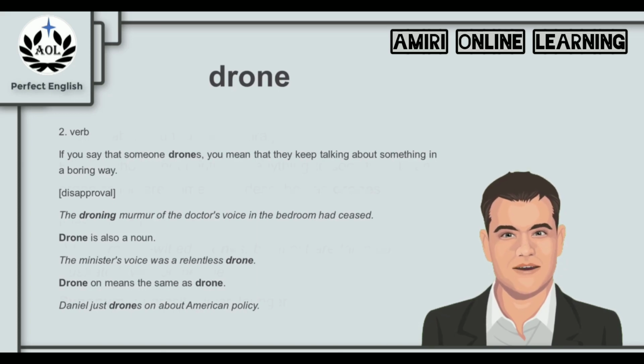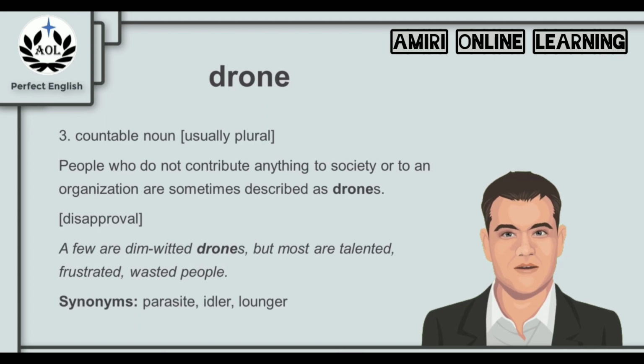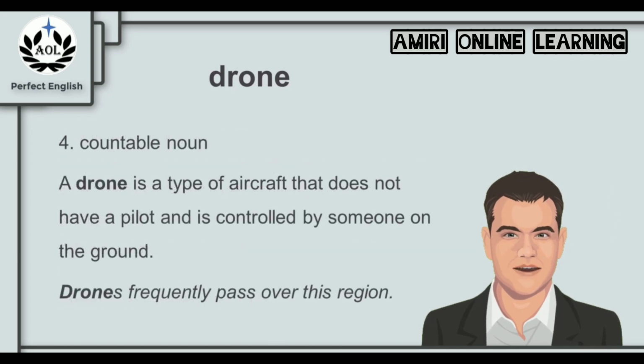And drone can also be used in a different context. Now, people who do not contribute anything to society or to an organization are sometimes described as drones. And this is a negative word that shows disapproval. For example, a few are dim-witted drones, but most are talented, frustrated, wasted people. And synonyms for drone in this context are the words parasite, idler, and lounger.